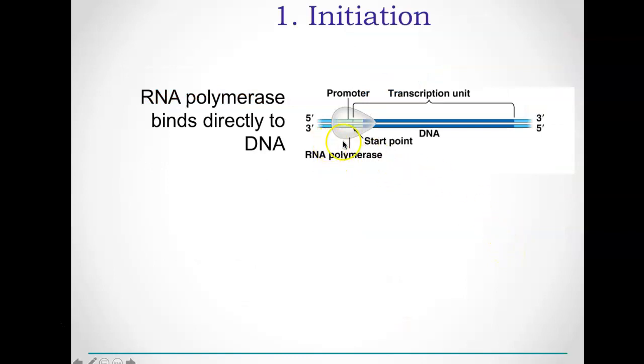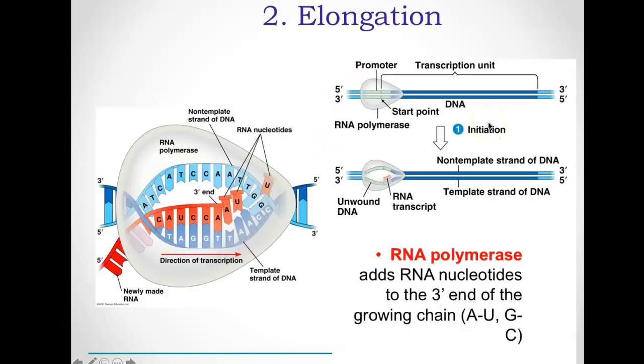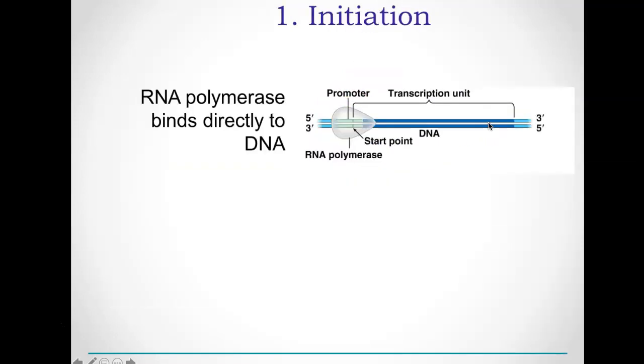An enzyme called RNA polymerase is going to bind to the promoter of a DNA strand. All right, so initiation. RNA polymerase is an enzyme that binds to the promoter of a DNA strand. That's the first step of transcription. So our goal here is how are we going to get from DNA to RNA?